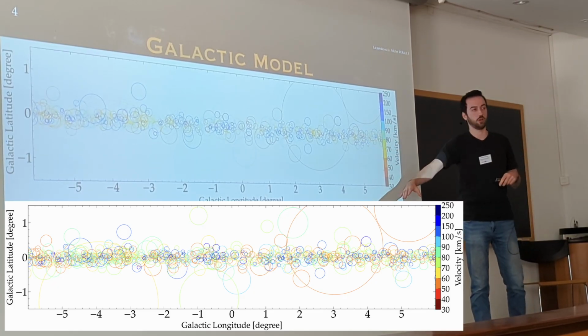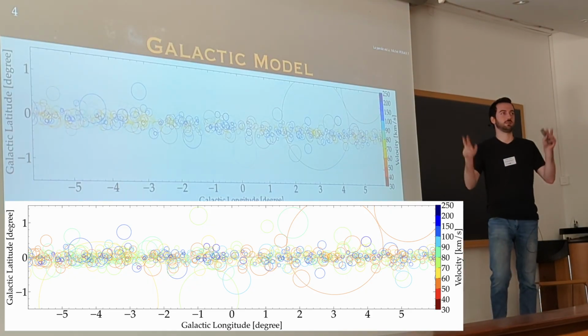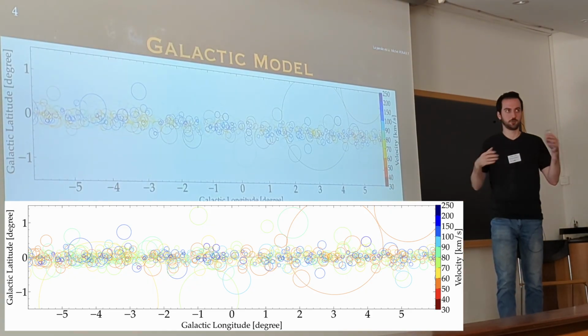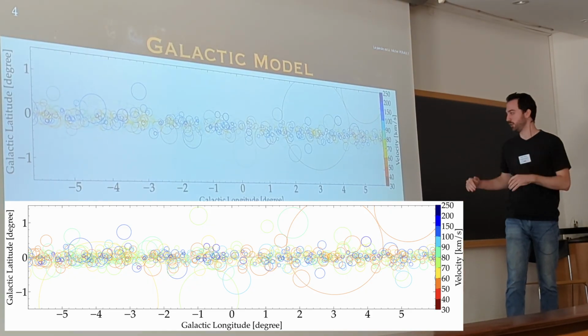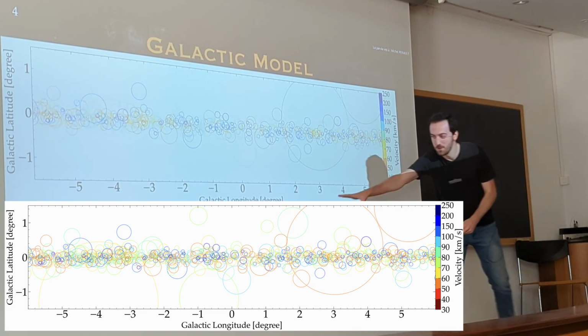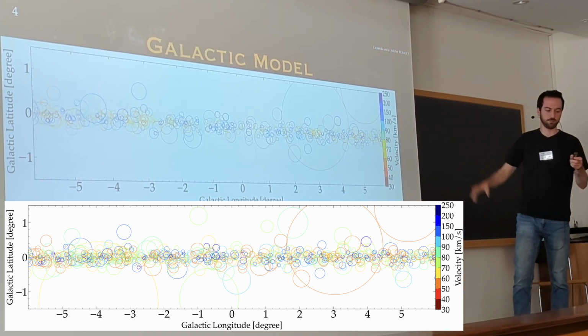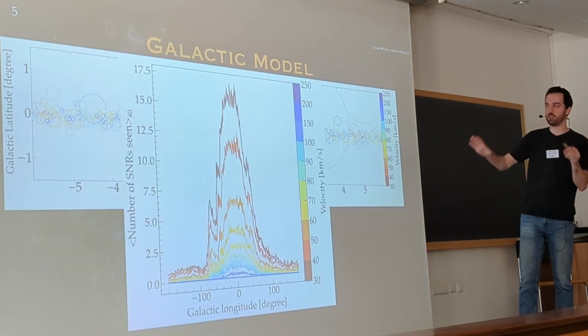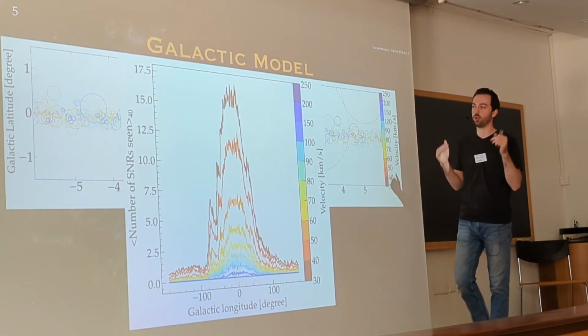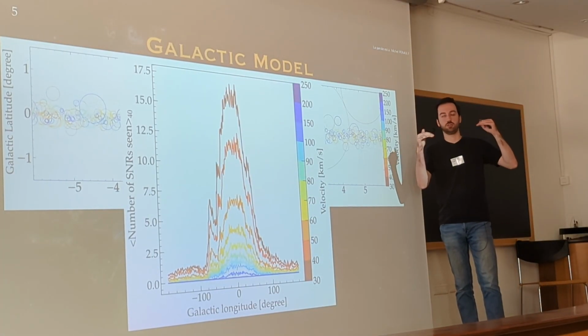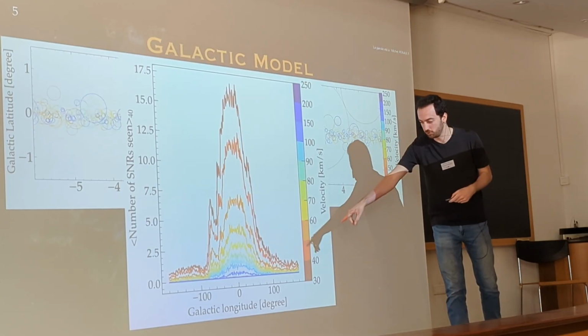I just removed all the slow ones, not the same slow as here, because what you call fast shocks are to me slow shocks, but let's say below 50 km per second. So you can see that there are plenty of them. And to be a bit more precise, here you have the number of supernova remnants that you can see depending on the galactic longitude you are looking at.